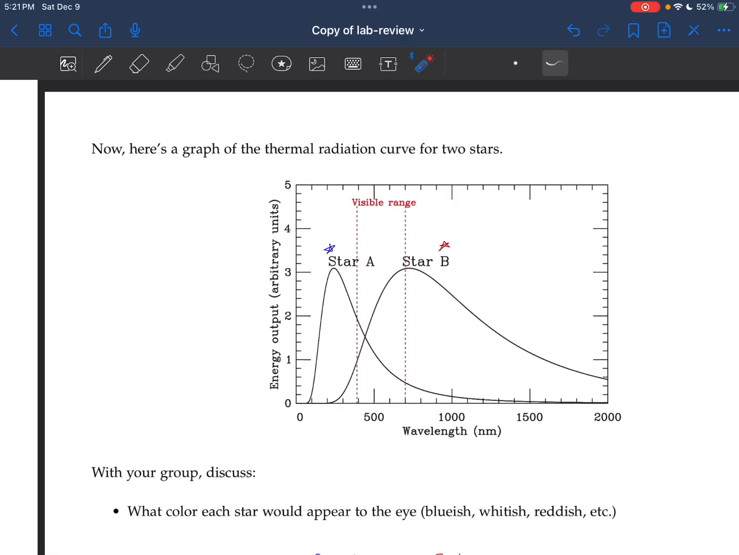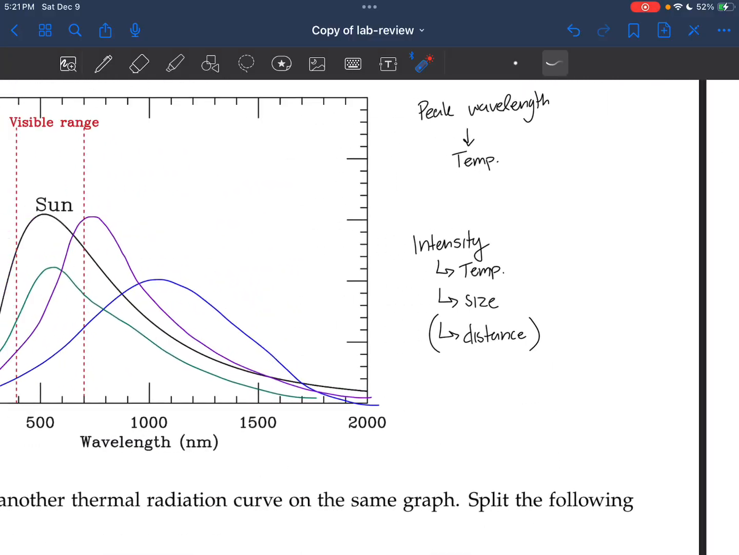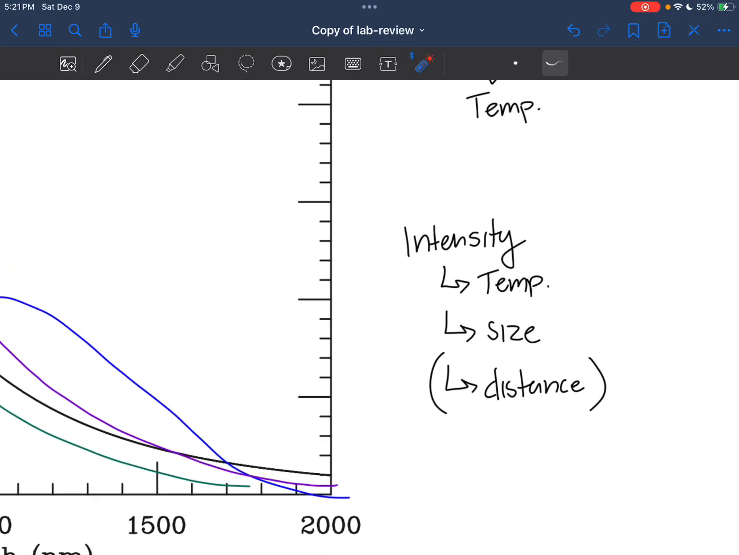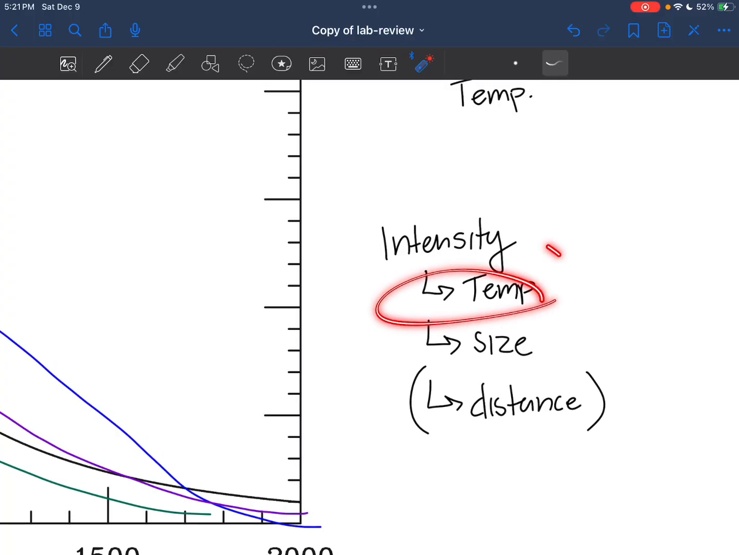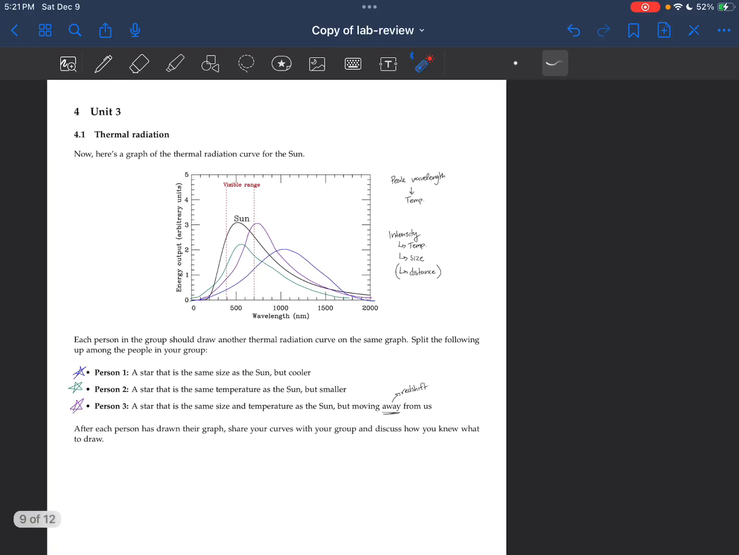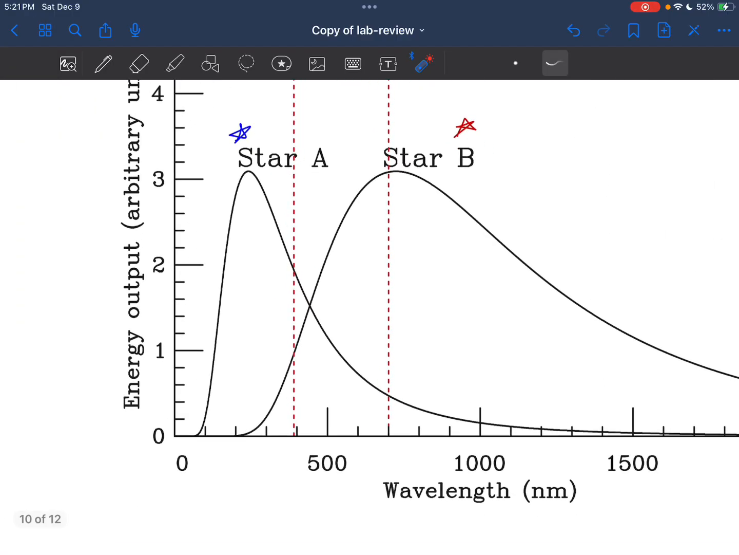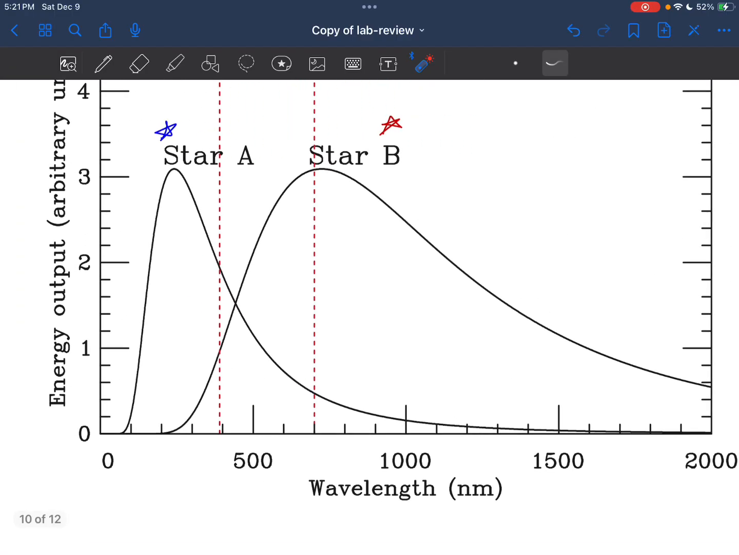Now it's asking which one's bigger. Well, this one's tricky, right? Because if I remember, size changes my intensity. But temperature also changes my intensity. But remember that a cooler star should be smaller.